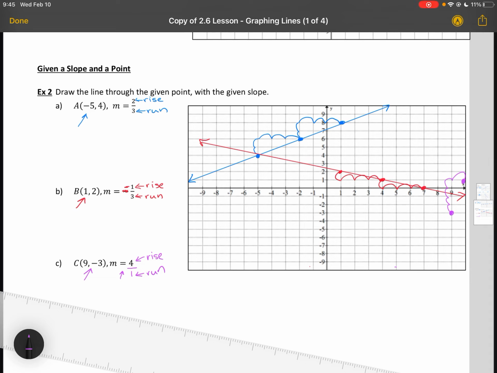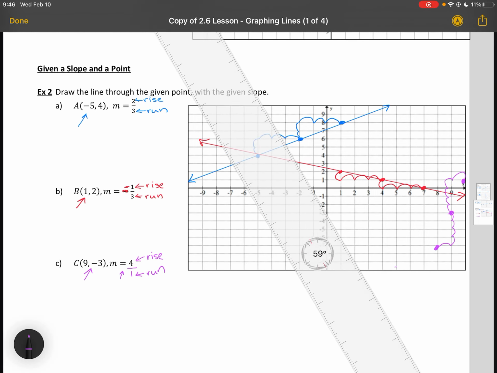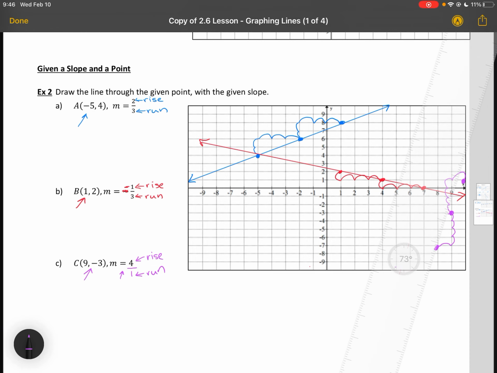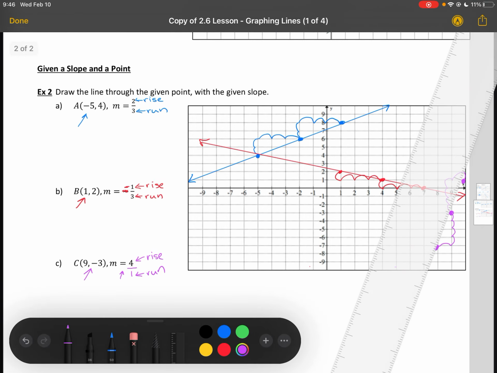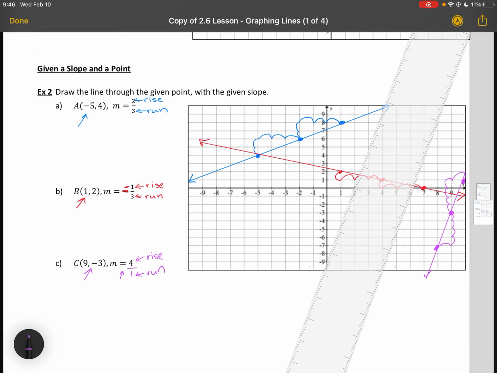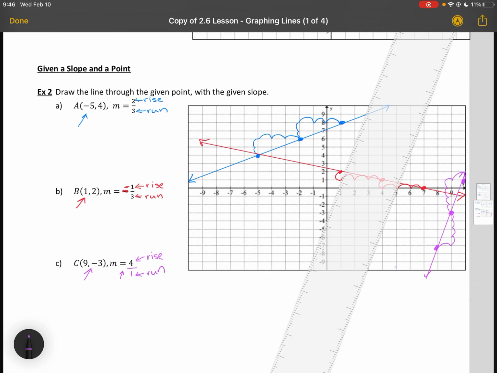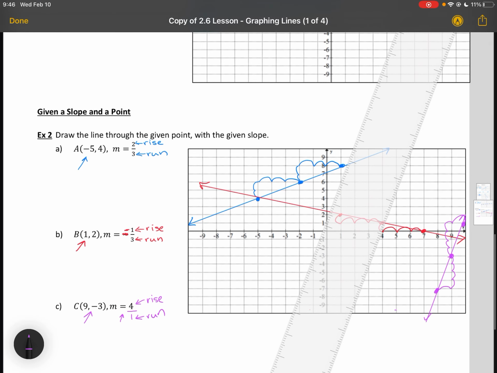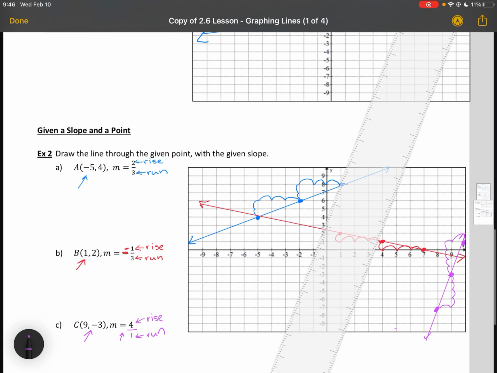And now I know that my line is rising up to the right, so I can also go down 4 and left 1 to get another point that is in my pattern. That would be the same as my rise and my run both being negative, which is going to result in a positive slope. Got my line going across my graph and my arrows on the end. Those are 2 methods that you can use to graph a line.